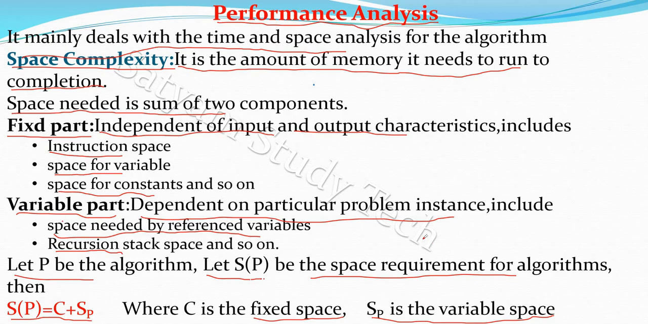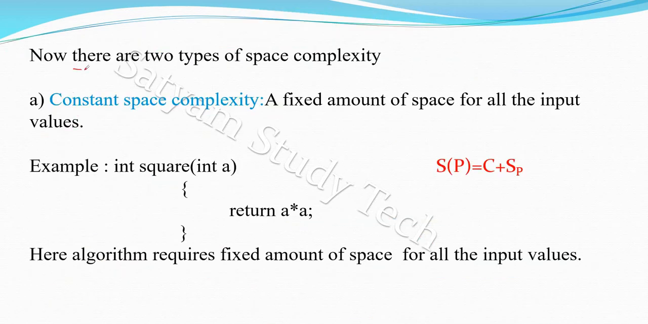Now we can see an example. There are two types of space complexity. One is constant space complexity, which is a fixed amount of space for all inputs. For example, here you can see int square(int a), which returns a * a. This is one algorithm. Here there is no variable part, only the constant part, with only one variable a.